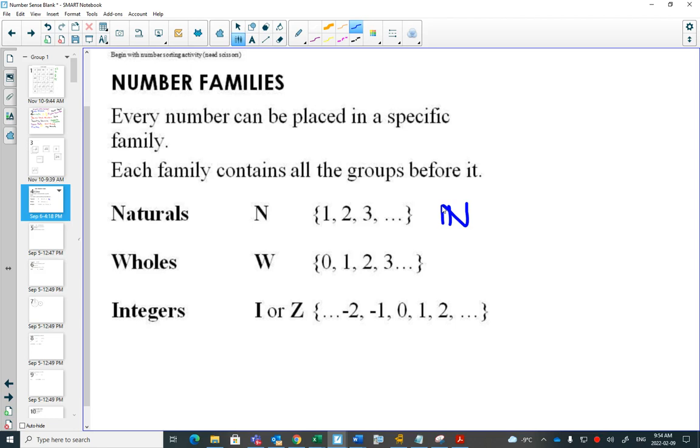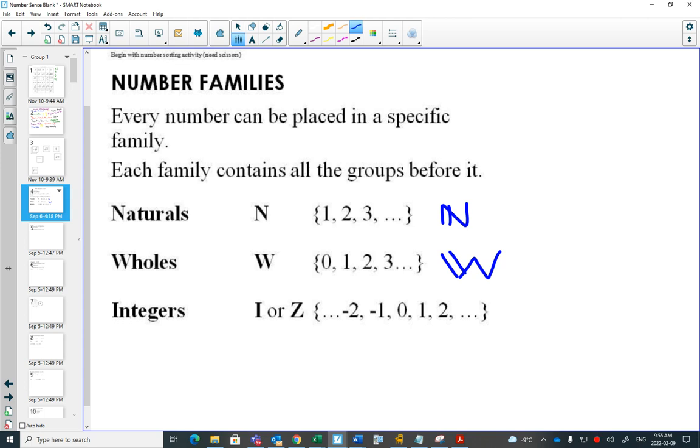And then there are our whole numbers. Sort of see a theme going on here with the symbols. With the whole numbers, they just added 0. So when we're talking about the number 2, we would say the number 2 is in the category of natural numbers, but it's also in the category of whole numbers. 2 is a natural number, and 2 is a whole number. But in whole numbers, we add zeros.